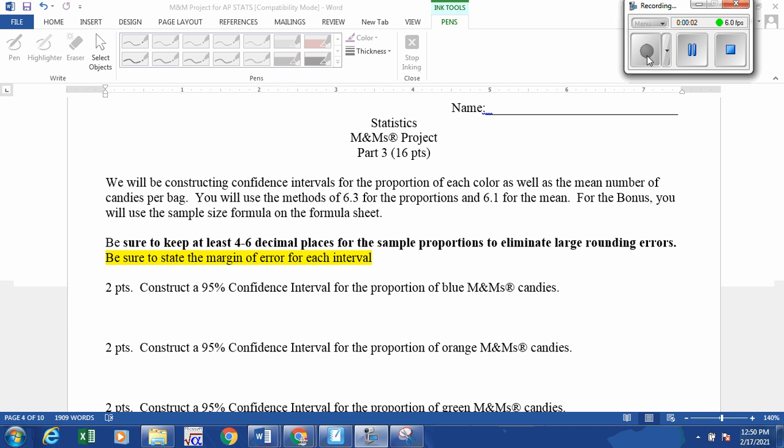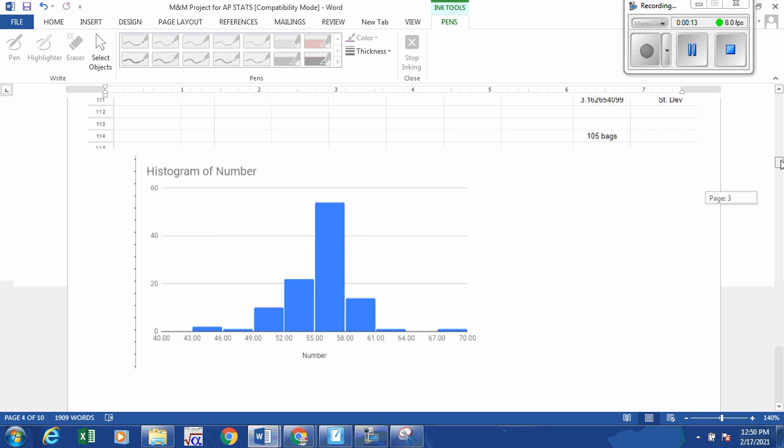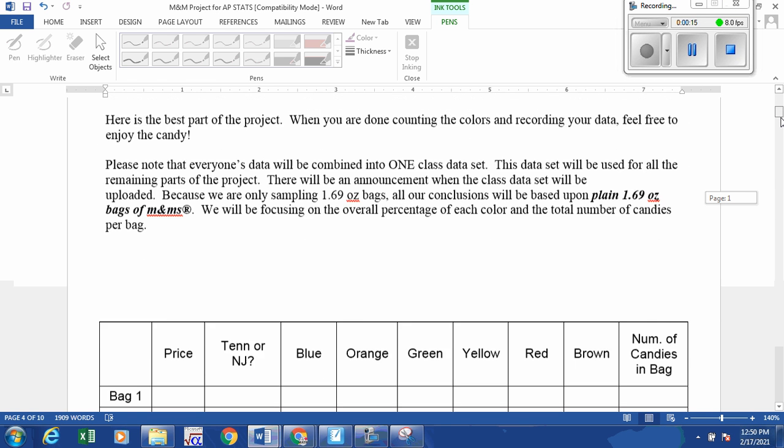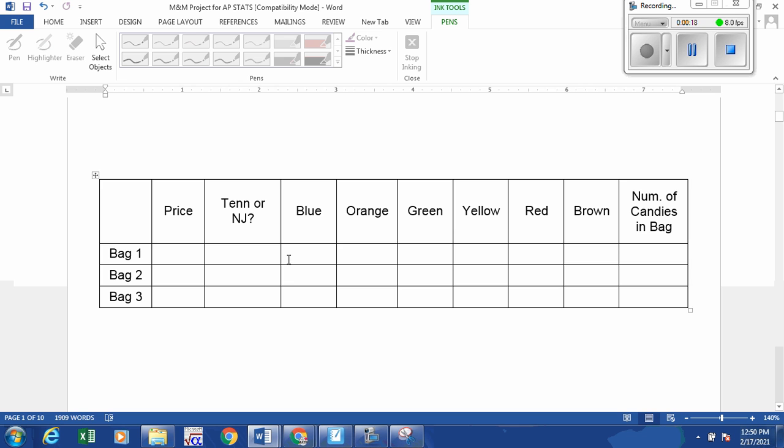This video is to explain the M&M Project Part 3. Now, to refresh your memory on what we have done already with this project, way back at the beginning of the year, we each went out and collected 3 bags of M&Ms and counted the number of candies.